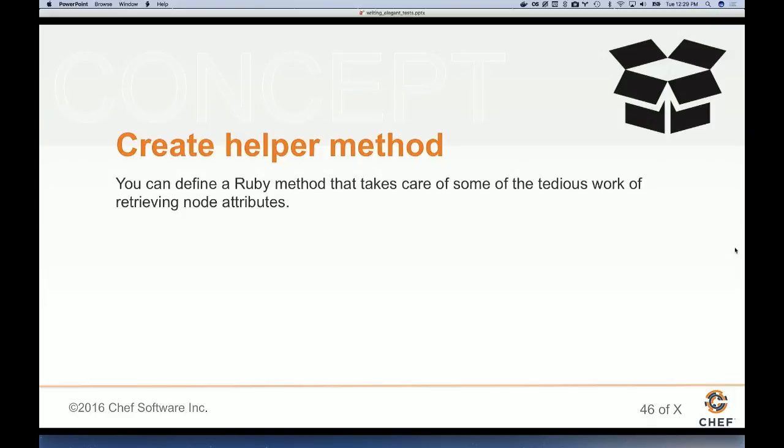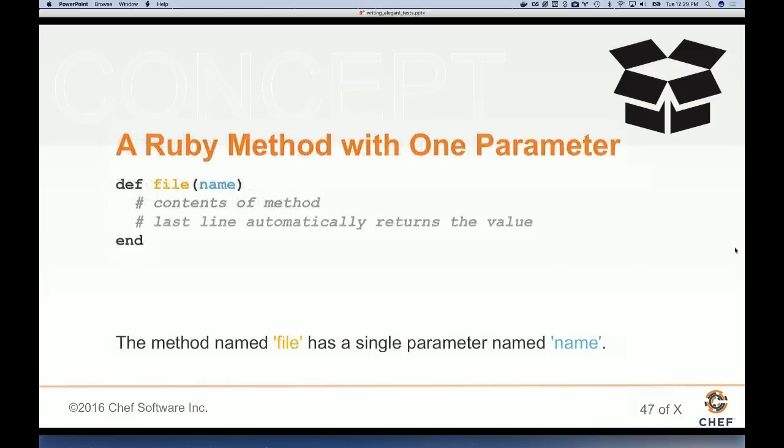So we created a helper method. Again, helper methods are available to us. Methods, essentially, that do any kind of work are helpful. And so this helper method saved us the time of doing the retrieval of node attributes, which I think was powerful.